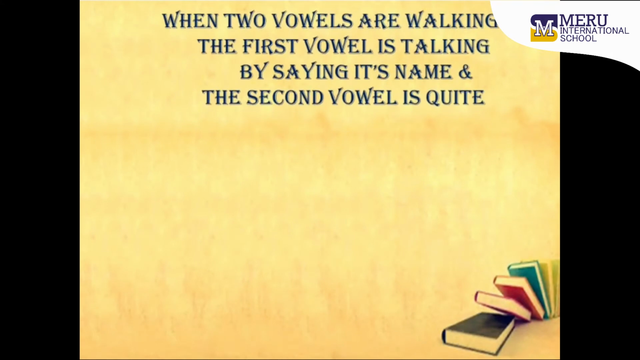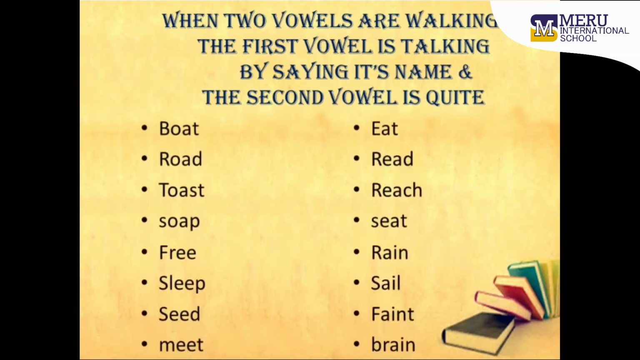Next is when two vowels are walking together, the first vowel is talking by saying its name and the second vowel is quiet. Confusing? Let's see what it is. In these words, you can see there are two vowels in the middle of the word. In the word boat, you see O and A. This vowel team gives only the sound of O and not A. So, we can say that the first vowel is talking and the second vowel is just walking.